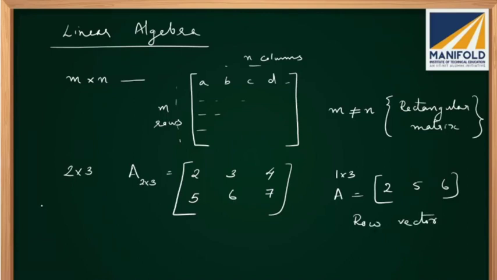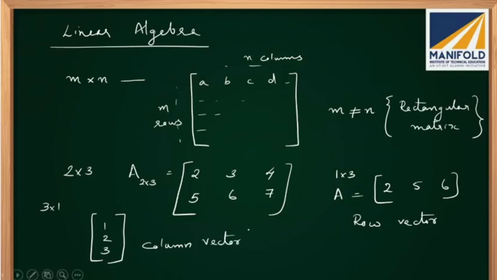Similarly, if there is a 3 by 1 matrix, that is, there are 3 rows and only one column, in that case also we call it a vector. Let us say 1, 2, 3 is a column. Normally, we call it a column vector. These are very important terms. This vector is the soul of the subject when we go forward. So when you have a single column, it's called a column vector. When you have a single row, it is called a row vector. Since these are very familiar to you, I'll just move forward.